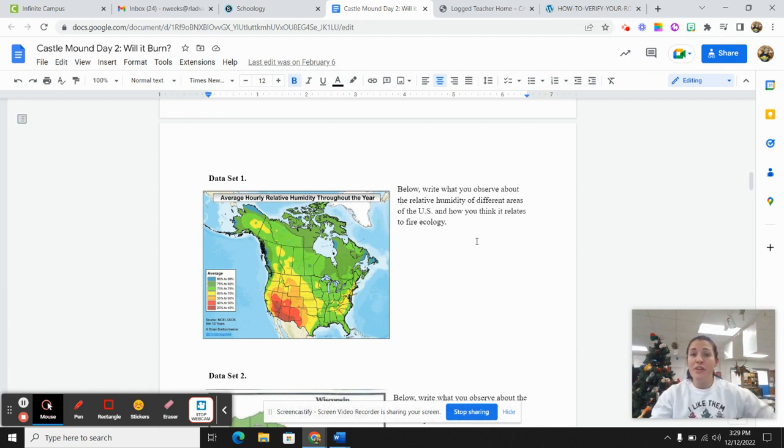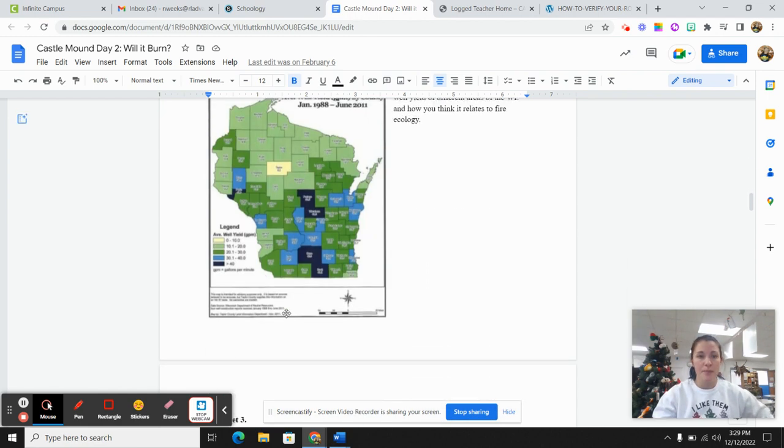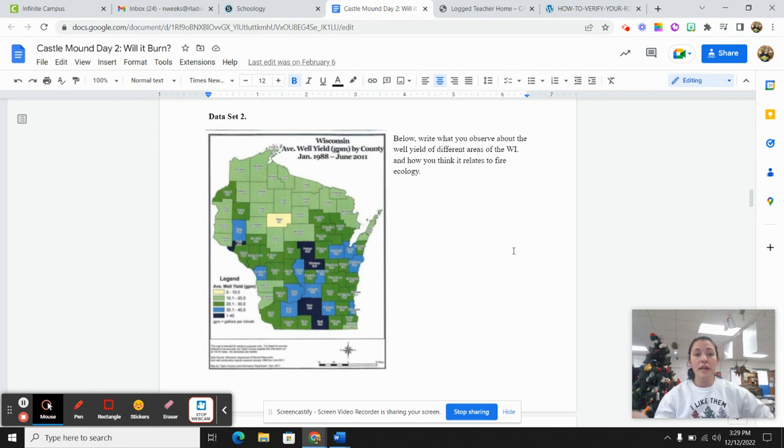So what do we observe about the relative humidity in different parts of the United States? Where are we going to have more fires and more severe fires? Where we have less humidity, because our fuel does not have as much liquid in it. So here for data set 2, this is average Wisconsin well yield by county.